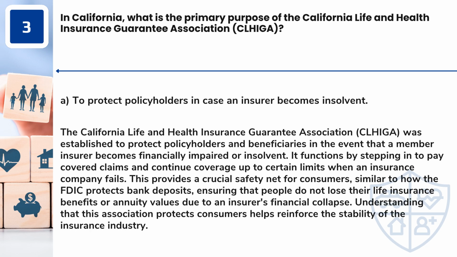Answer: A. To protect policyholders in case an insurer becomes insolvent. The California Life and Health Insurance Guarantee Association, CLHIGA, was established to protect policyholders and beneficiaries in the event that a member insurer becomes financially impaired or insolvent. It functions by stepping in to pay covered claims and continue coverage up to certain limits when an insurance company fails.